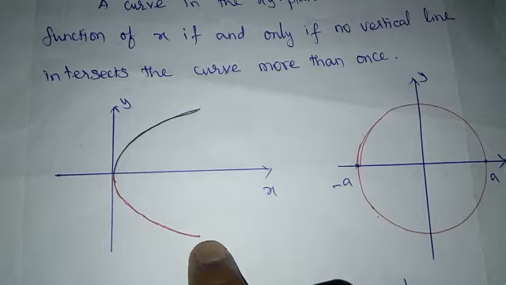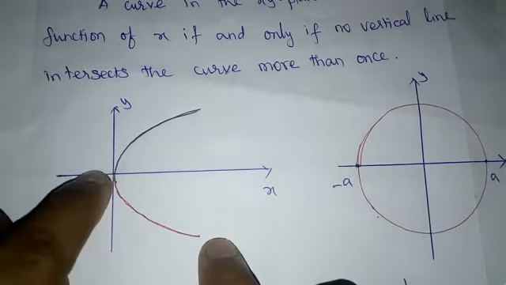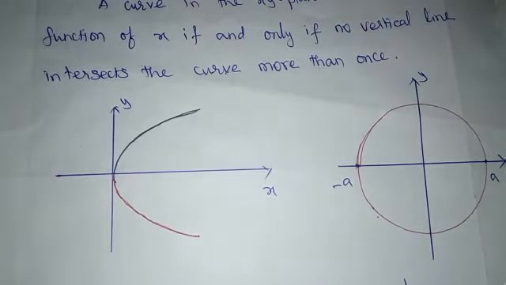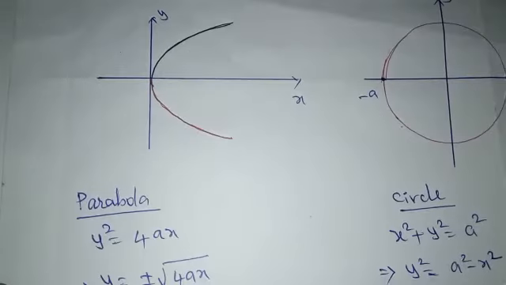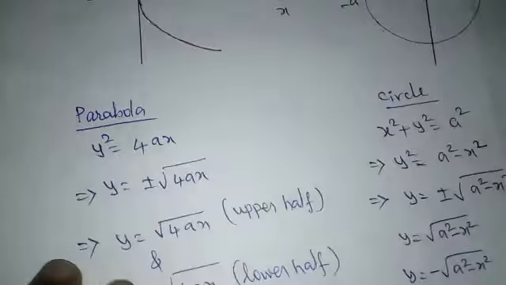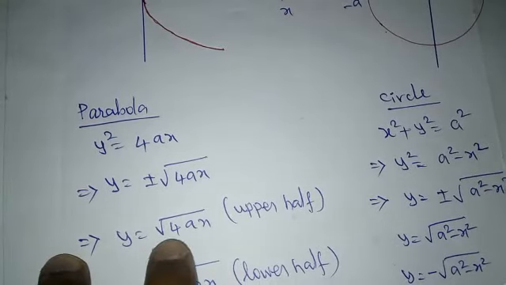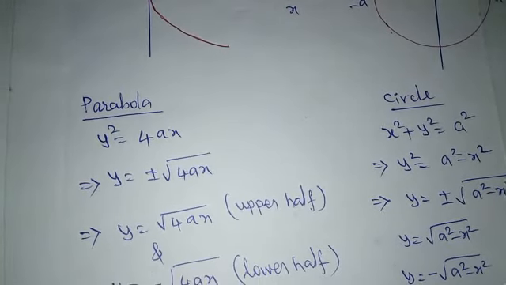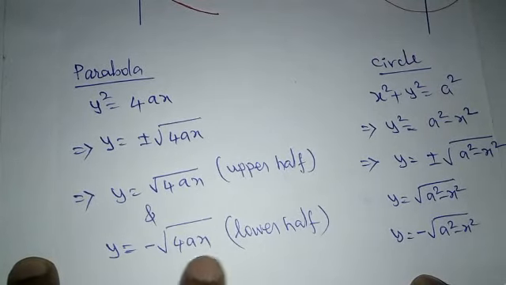It is a parabola, open rightward, with vertex at the origin. Therefore, the equation of the parabola is given by y squared equal to 4ax. We may take the square root on both sides. We have y equal to plus or minus square root of 4ax, which implies that y equal to square root of 4ax and y equal to minus square root of 4ax.